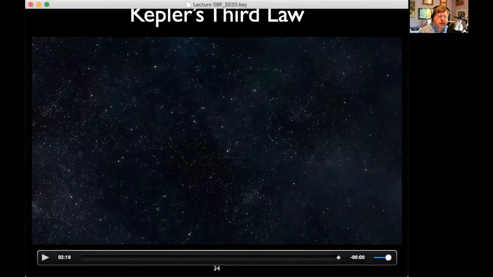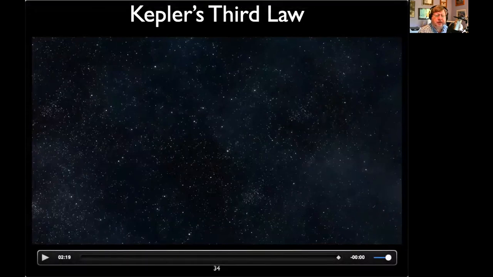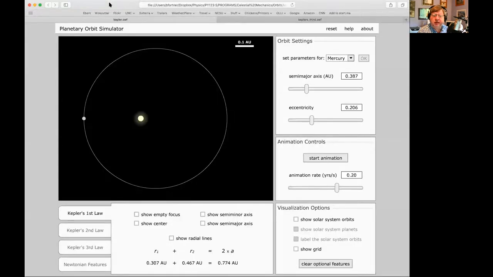Okay, so let me show you a quick simulation of all of Kepler's laws, actually. Okay, so here's an orbit simulator. This is the orbit for Mercury, and notice in this case, Mercury has an eccentricity of 0.2.